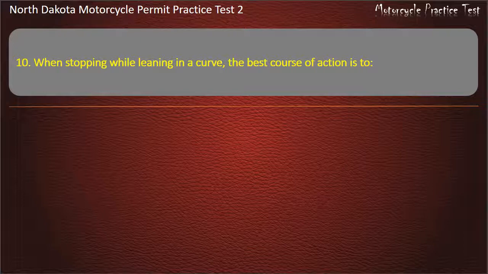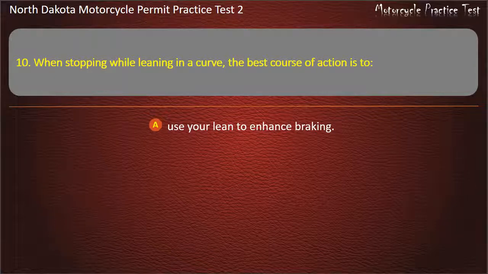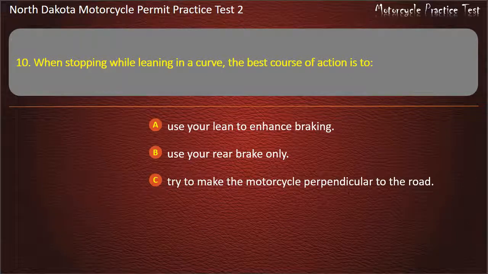Question 10. When stopping while leaning in a curve, the best course of action is to: Use your lean to enhance braking. Use your rear brake only. Try to make the motorcycle perpendicular to the road. Never stop in a curve. Answer: Try to make the motorcycle perpendicular to the road.